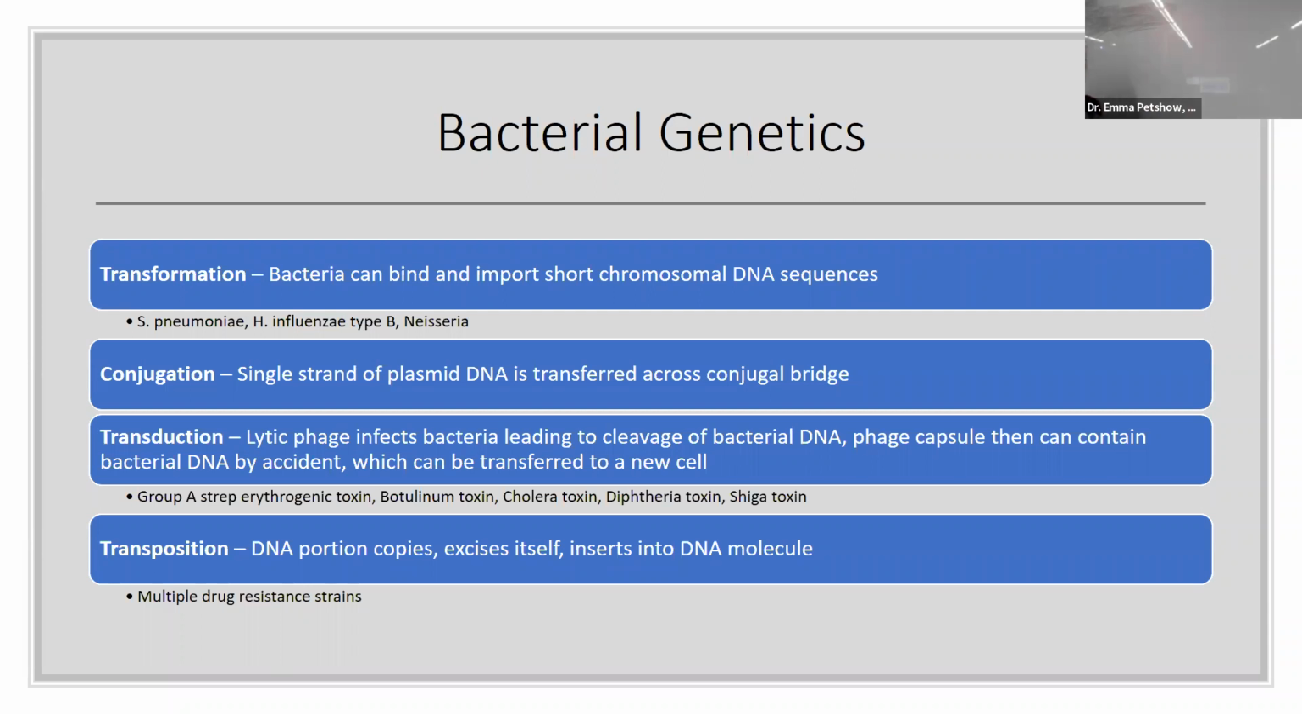And then you have transposition. Lots of your drug-resistant strains love transposition. This is how we get lots of different drug-resistant issues. DNA is able to copy itself, excise itself, and insert itself into another DNA molecule. It's able to evade and change on its own. It's able to excise certain portions and transpose them elsewhere. It's how we can have drug-resistant strains that can evade different antibiotics or antimicrobials.